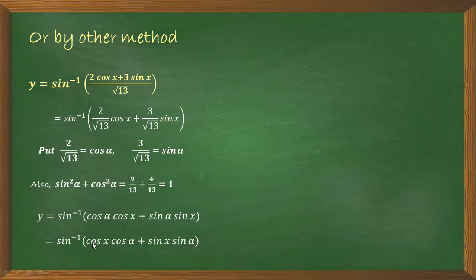So if you adjust like this, sin inverse in bracket cos x into cos alpha plus sin x into sin alpha, then we get the formula here, that is cos of (x minus alpha), because we know that cos(a minus b) is equal to cos a cos b plus sin a sin b. But here outside of the bracket there is a sine inverse function and we get here cos ratio.